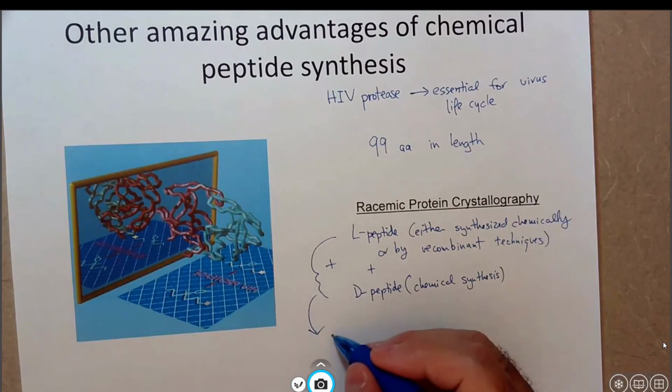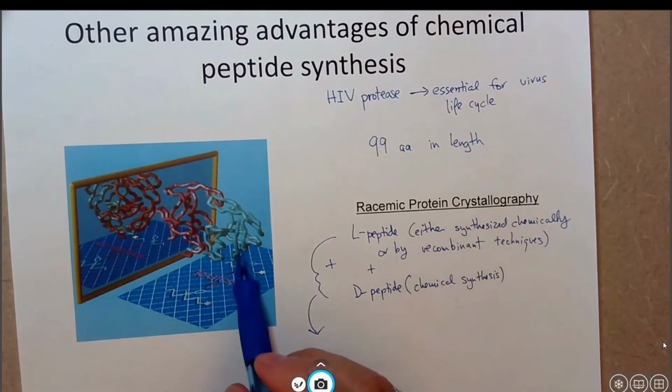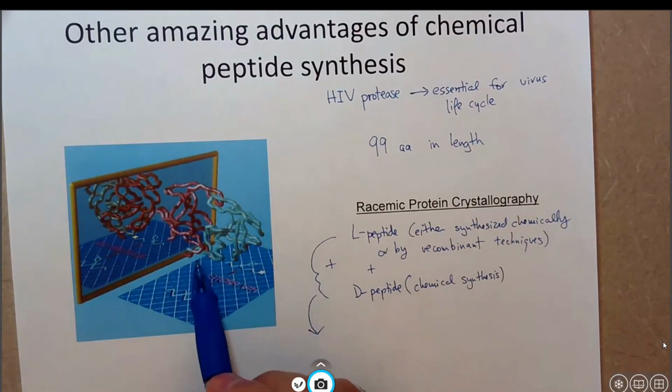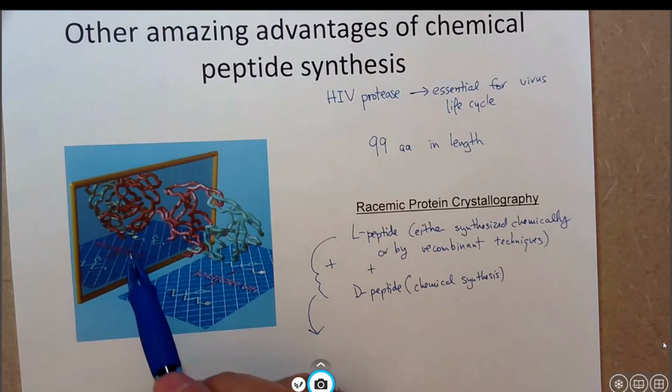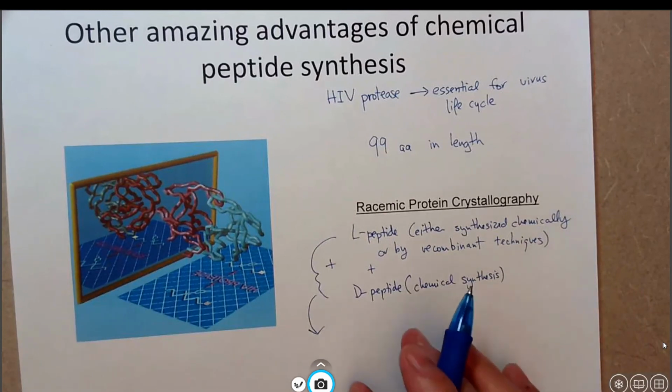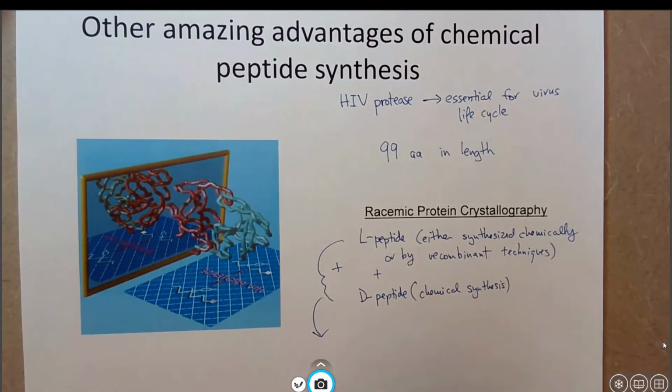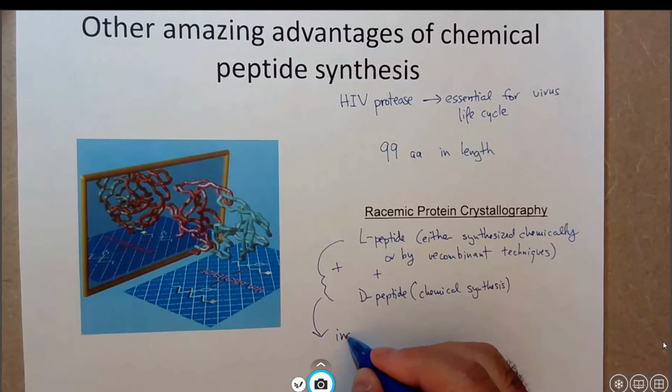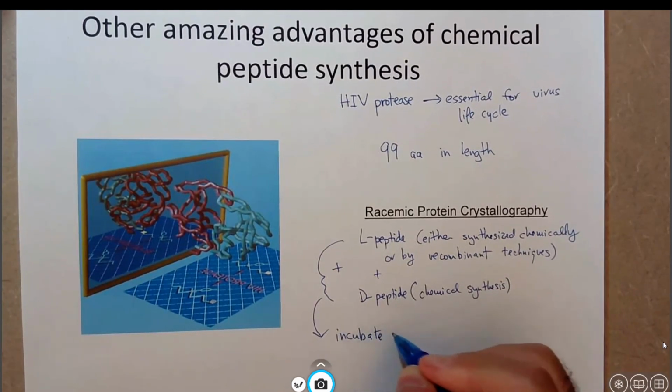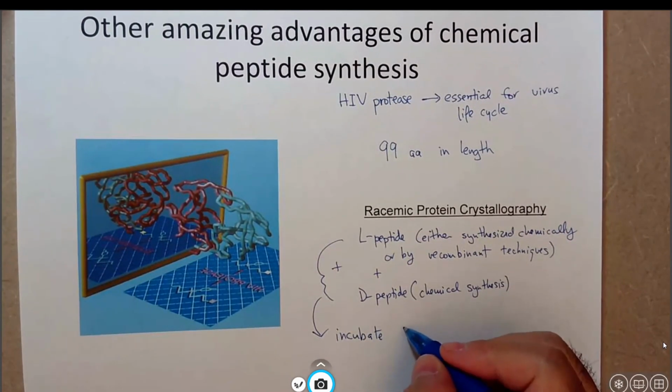What you can see on my left is actually an image of the HIV protease in both its L form and its mirror image form. And from there, they could get really important and useful knowledge about how to target this enzyme. So that's just another amazing thing about chemical peptide synthesis.